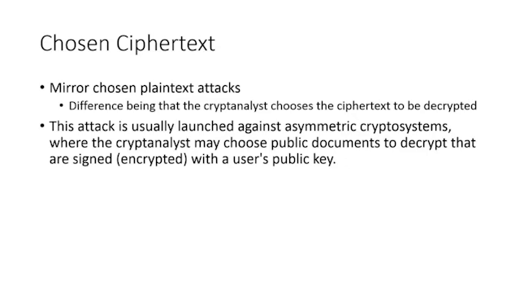I can do a chosen ciphertext. Now, this is a mirror of the chosen plain text attack that we just talked about. So the difference is now the cryptanalysis chooses the ciphertext to actually be deciphered. Now, this attack is usually launched against asymmetric crypto systems, where the cryptanalysis may choose public documents to decrypt that are signed or encrypted with that user's public key.